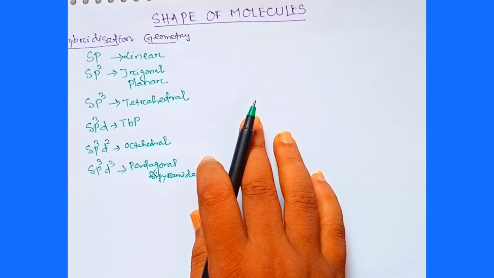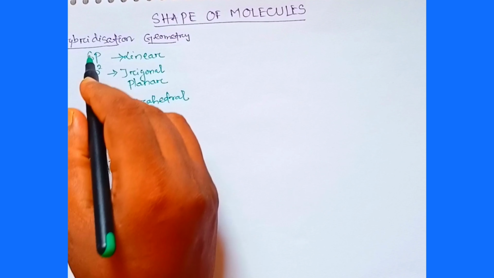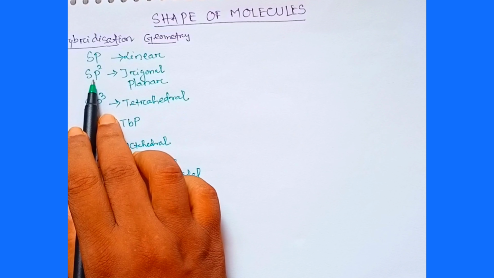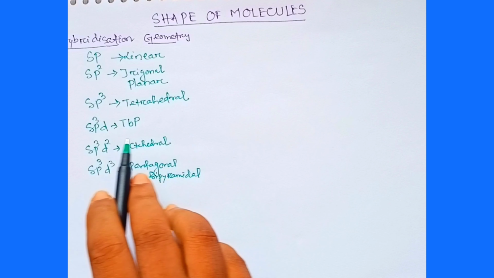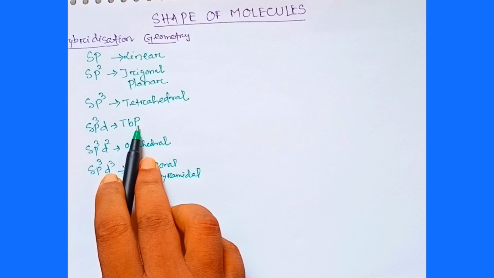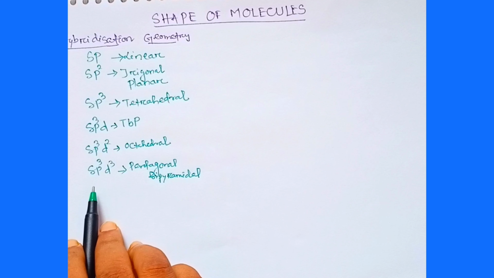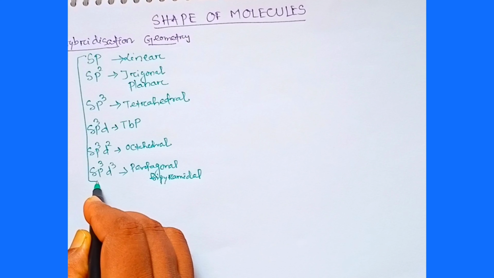Once we decide what the hybridization will be, it's a very easy way for us to decide the shape of the molecules also. So when it is sp hybridization, the geometry will be linear. When sp2, it will be trigonal planar. When it is sp3, it is tetrahedral. When it is sp3d, this is trigonal bipyramidal, when it is sp3d2, octahedral, and sp3d3, pentagonal bipyramidal. So all this will be covered by explaining various examples.